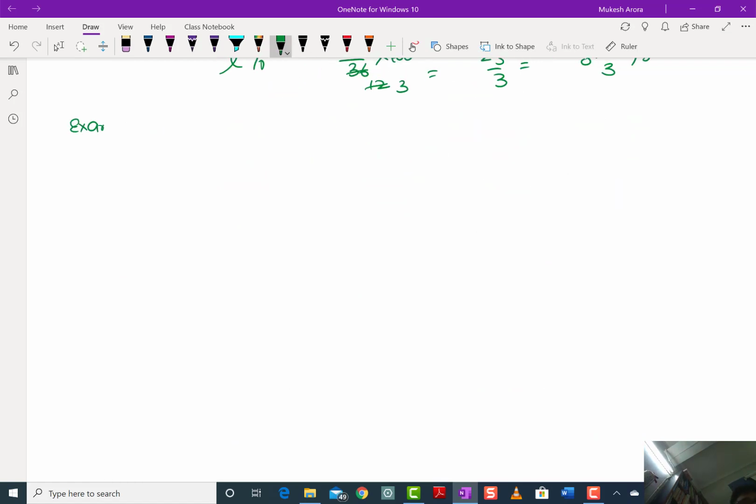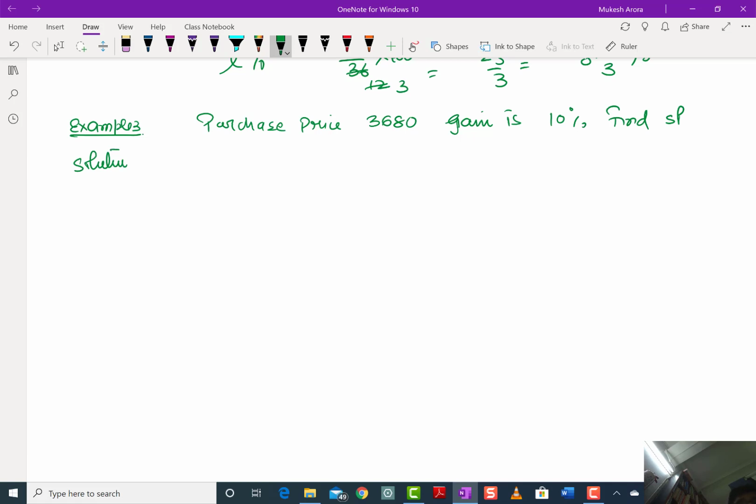Example 3 is: a person purchases an article for 3680. The purchase price is 3680 and the gain is 10%. Find the selling price. To solve this sum, there are two methods.